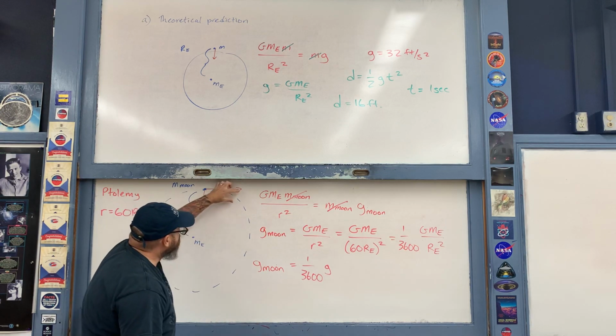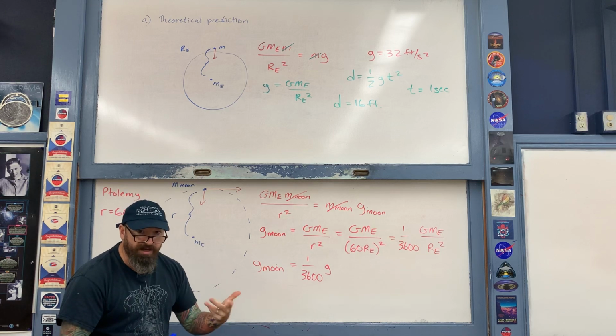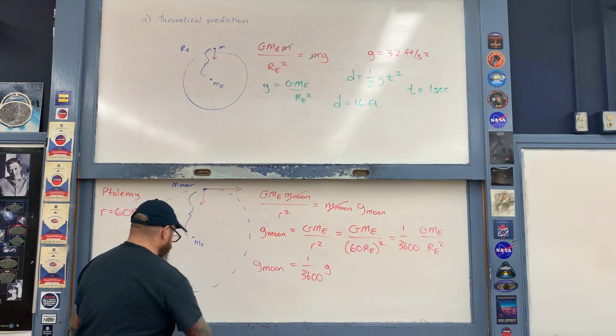Now, what about the distance below this horizontal line that this projectile falls? Let's call that distance d moon.